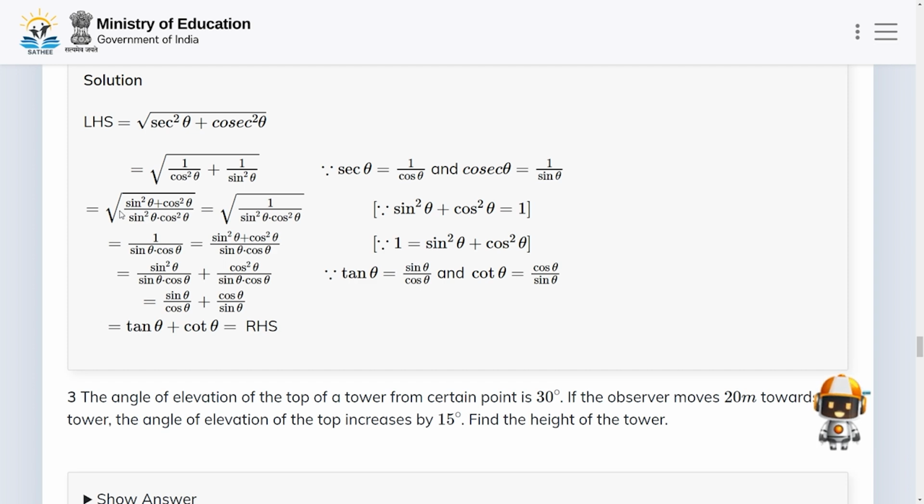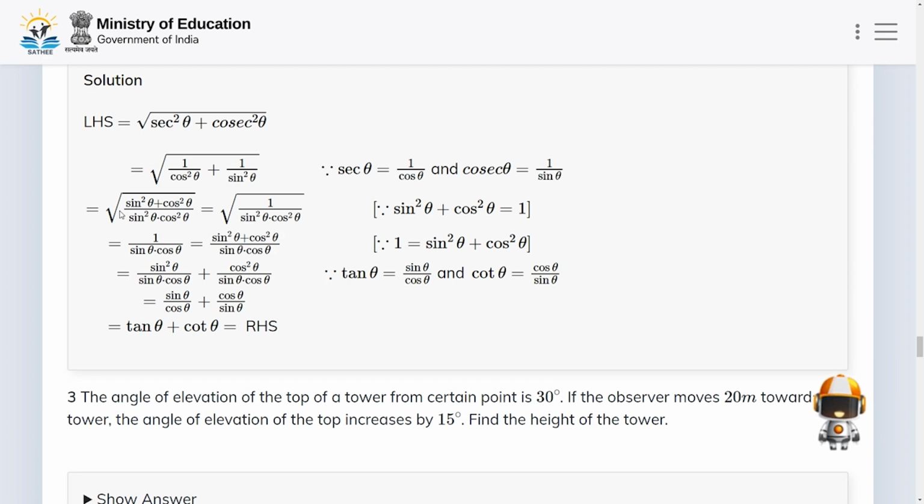So this is equal to the square root of (1 by cos square theta plus 1 by sine square theta). And this is equal to the square root of (sine square theta plus cos square theta) divided by (sine square theta into cos square theta). And this is equal to the square root of 1 by (sine square theta into cos square theta), since sine square theta plus cos square theta is equal to 1. And this is equal to 1 by (sine theta into cos theta).